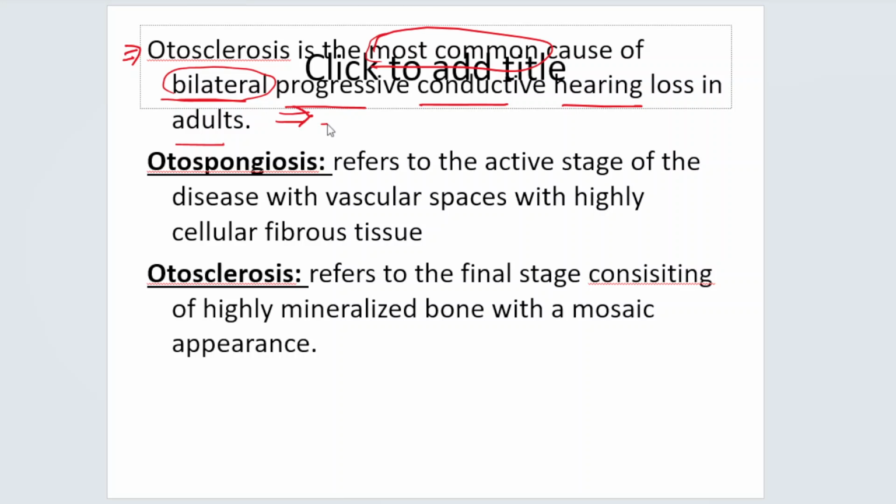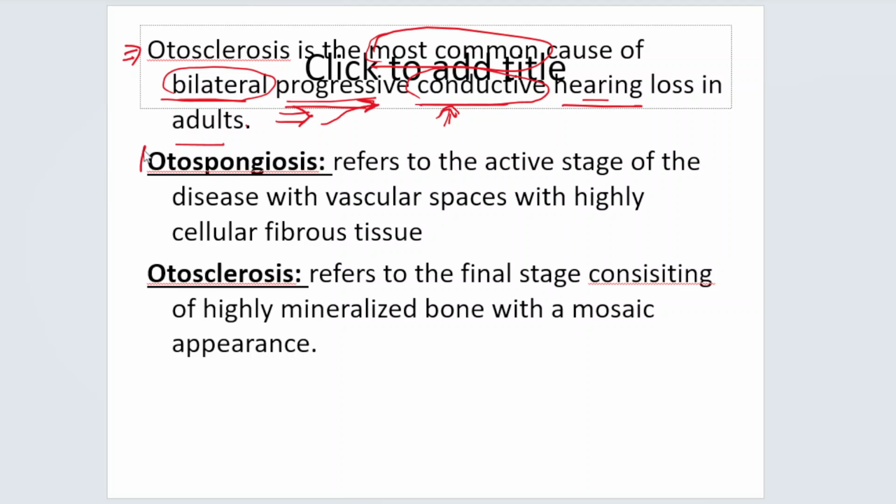The condition starts slowly, with insidious onset, and goes on increasing as time passes. So it is bilateral and progressive. It is predominantly a conductive hearing loss. When we are talking about the definition, it is a conductive hearing loss, though there are some sensorineural instances which are rare. Hearing loss in adults.